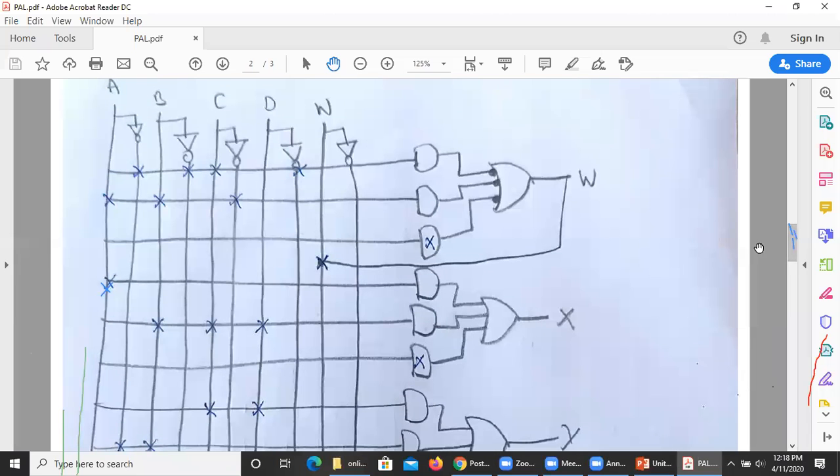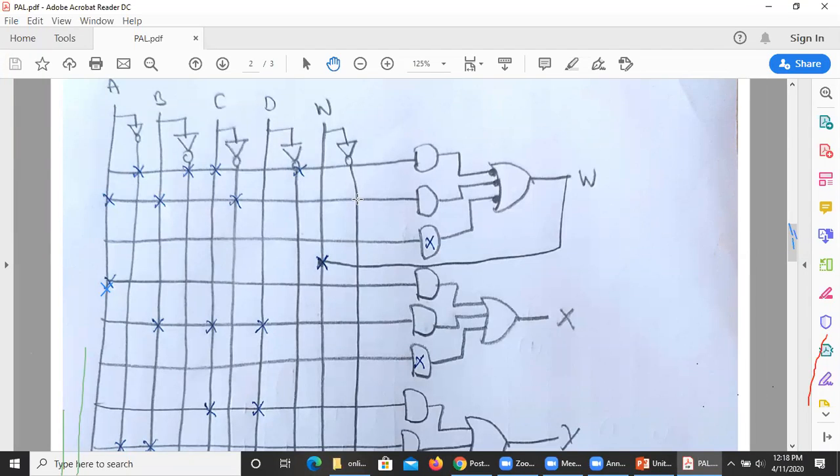Like at W, this line acts as a W by giving the fuse connection here. Am I right? Yes, ma'am. If you do the connection like this, this total wire acts as a W only, and across this point we are connecting the inverter for W bar. If you connect the inverter to W, it acts like a W bar only, no?